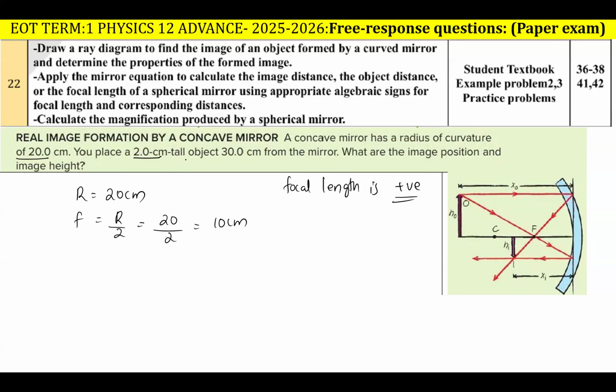You place a 2 centimeter tall object. Tall means it is object height, so object height HO is equal to 2 centimeter. Object height HO and XO will always be positive. So object height is plus 2 centimeter, and the object is 30 centimeter from the mirror. So XO is equal to 30 centimeter. What is the image position and image height?